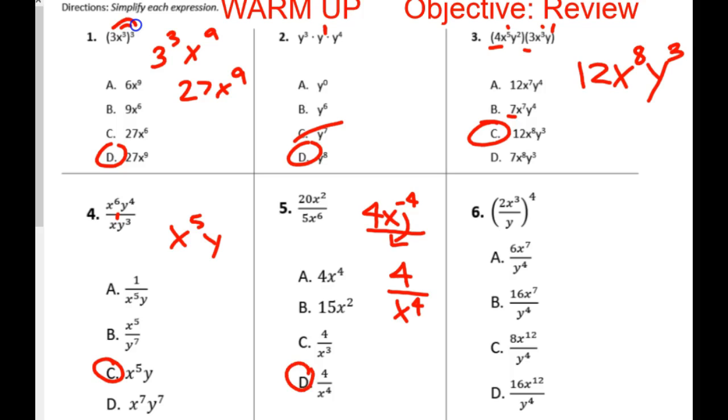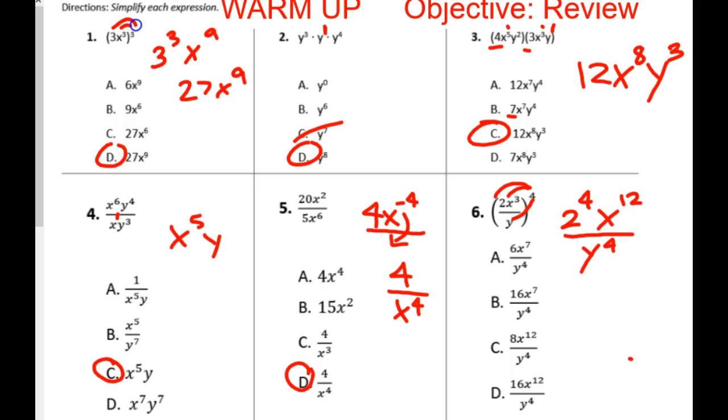So A, okay, if you pick A and you think, oh, I can just leave off the negative sign, don't do that. Now, number 6, you're going to distribute that exponent, that power, to everything. So the 2 is going to go to the 4th power, the x is going to go to the 4th power, and the y. So 2 to the 4th, I'll write that down. And then what do I do with power to a power again? Multiply. 3 times 4 is 12. And on the bottom, y to the 4th is y to the 4th.